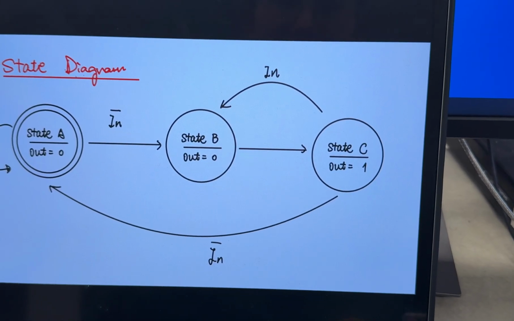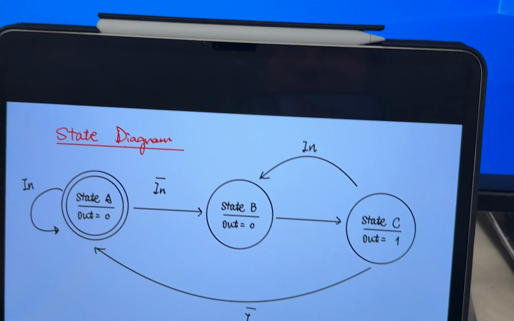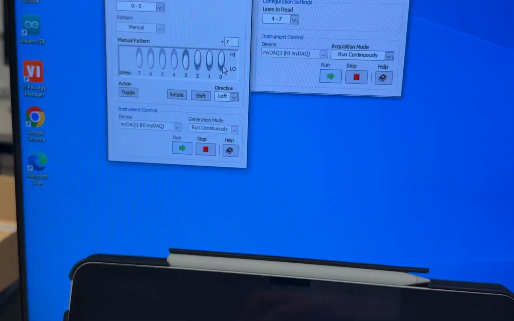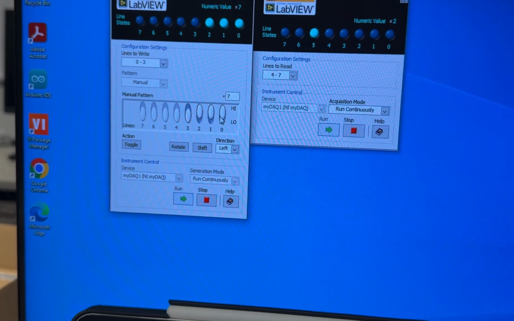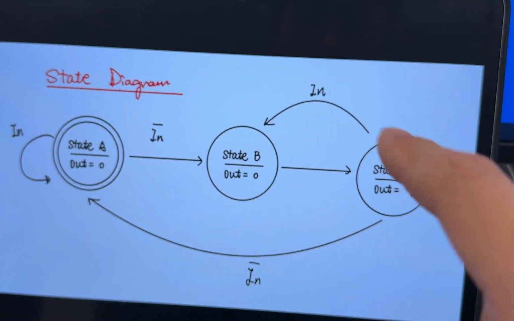And at state C, there are 2 ways as well. If you leave the input as on and then you clock it, it goes back to B, which is this route.